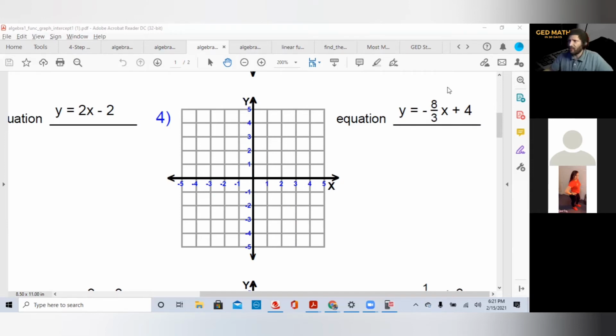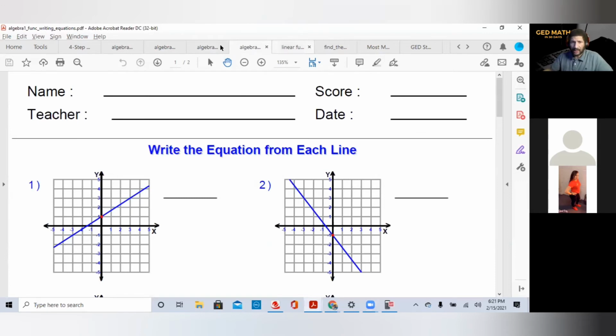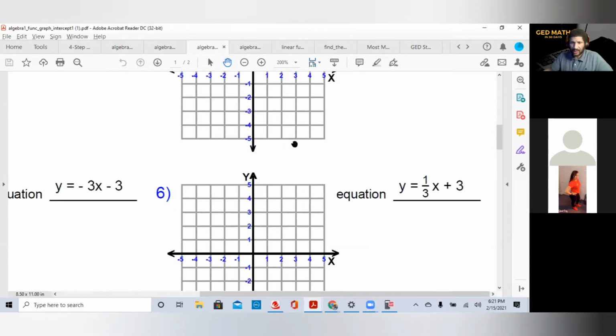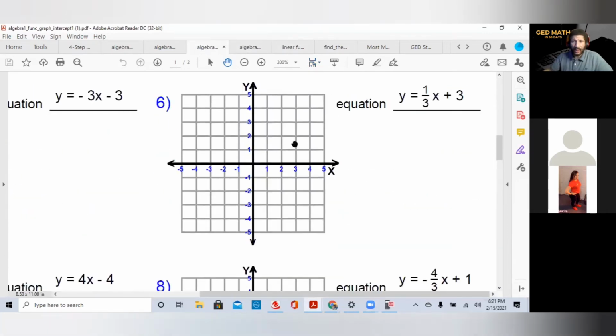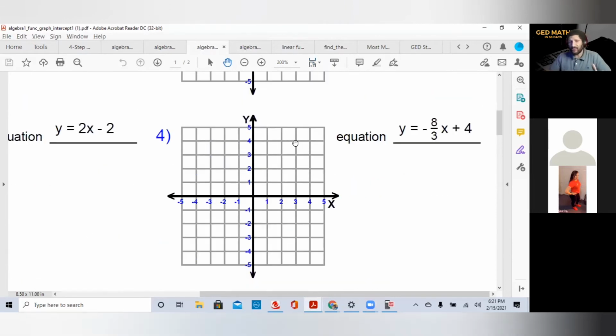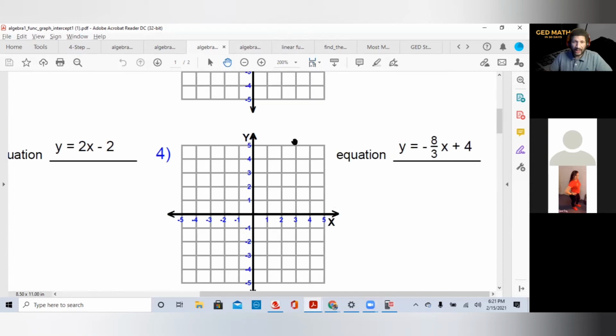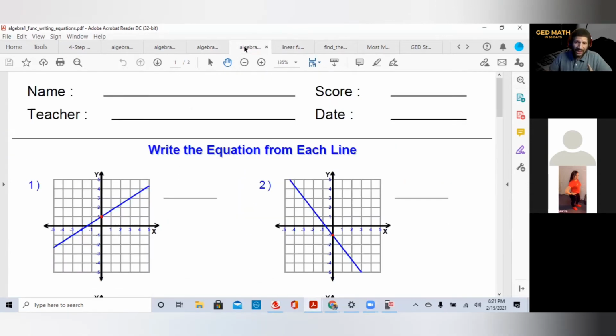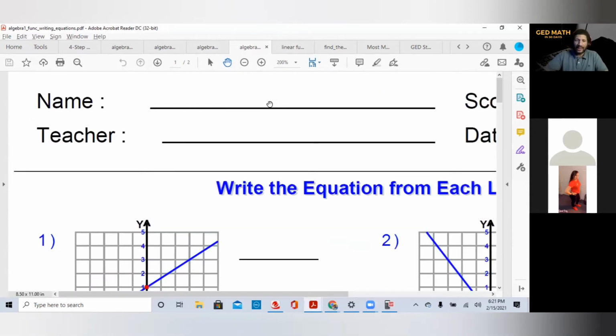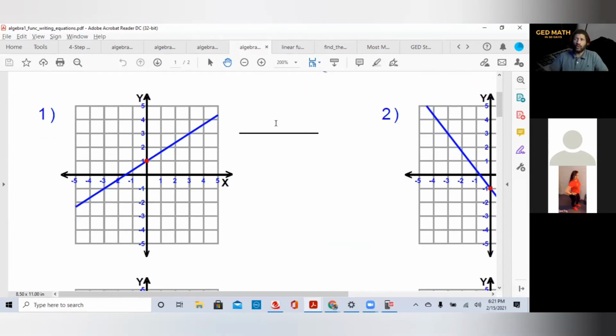So let me see if I can find one where we have to graph one in standard form. Again, it's very important. I don't have one in standard form, but it's the same thing. What we would do is find the slope, find the y-intercept, and graph your y-intercept first. Now, on the GED exam, they want you to be able to read a graph. What is the equation of the line? What is the slope of the line? What is the y-intercept of the line?